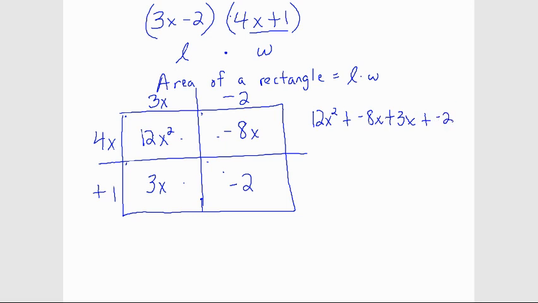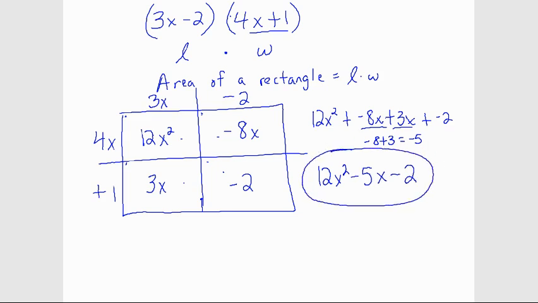And now we can work on simplifying. This is where we have to rely on our combining like terms. We have the negative 8 plus 3. That's just negative 5. So 12x squared minus 5x plus a negative 2 would be minus 2. And look, we got the same answer as before. And we have to know when to stop combining like terms.